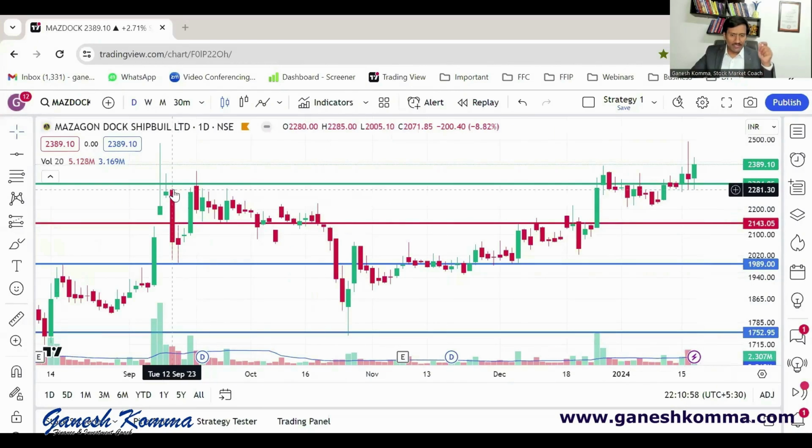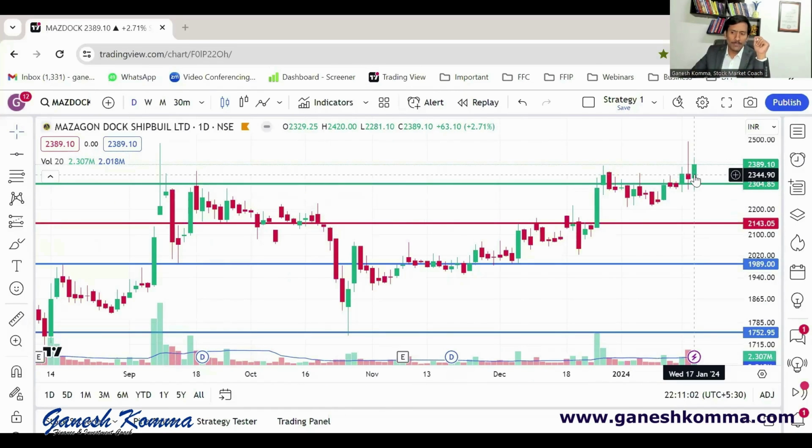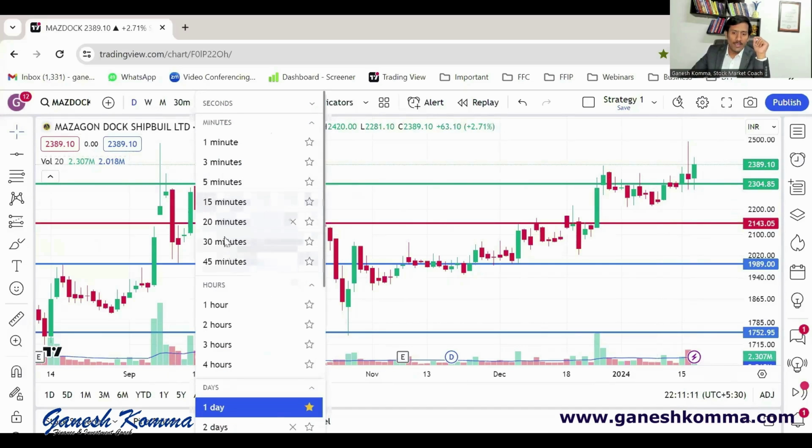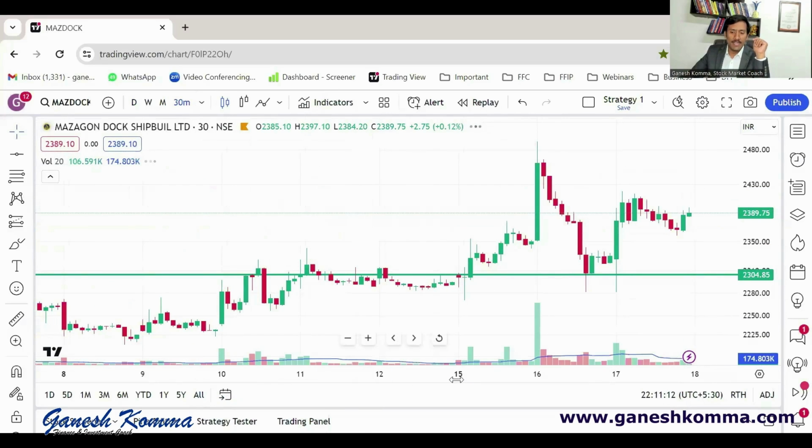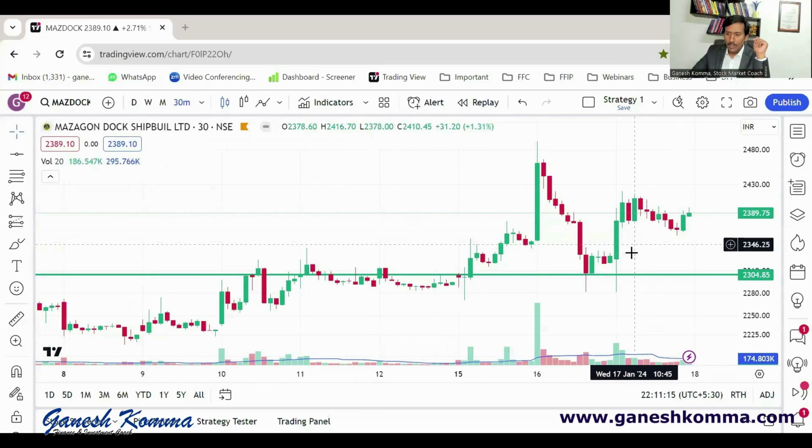So this particular stock today has given a good breakout with a good formation. And if I look at it in a 30 minutes chart, on 17th January, 9:15, yes, a very good confirmation, a good breakout. Even 9:30, 9:45, again a good confirmation.